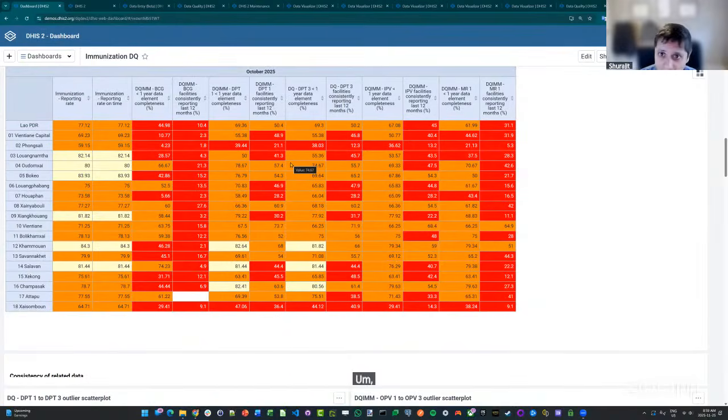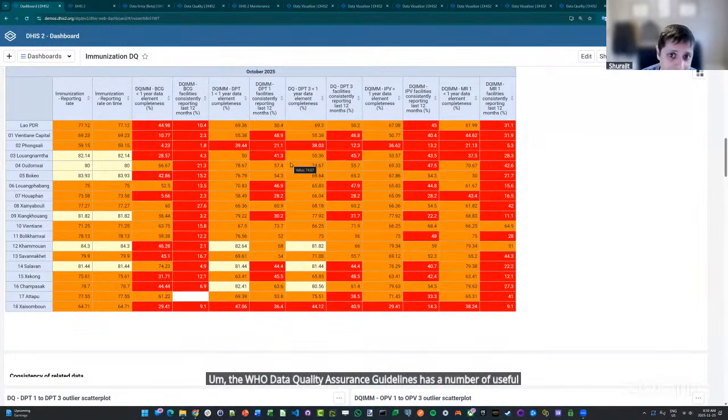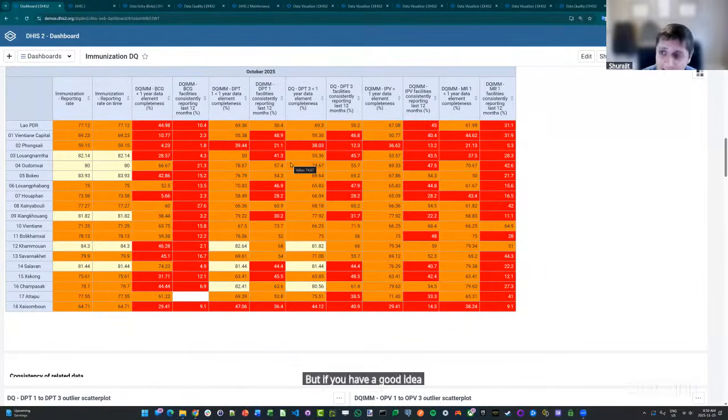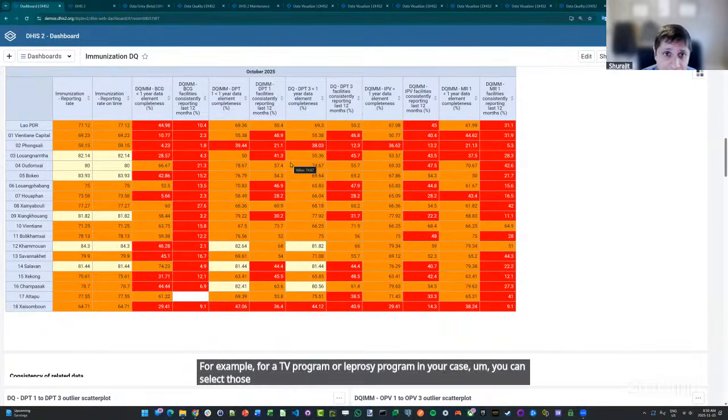The WHO Data Quality Assurance Guidelines has a number of useful guidelines to get you started and give you some input as to what you might want to look at. But if you have a good idea of what that is, for example, for a TB program or leprosy program in your case, you can select those specific variables, those specific pieces of information, and set that up.